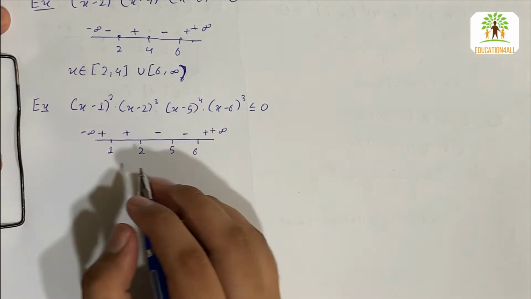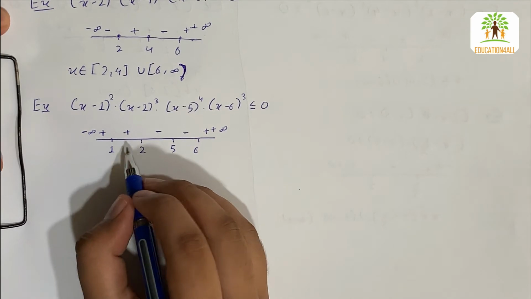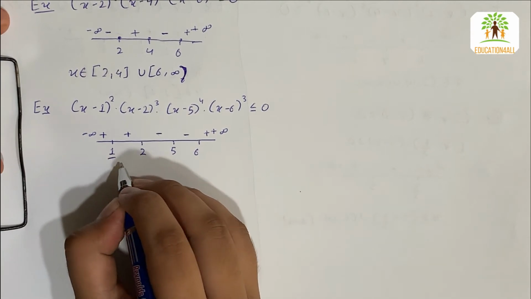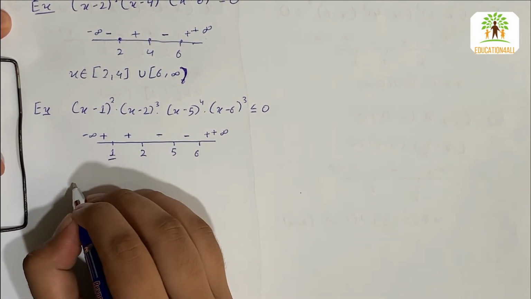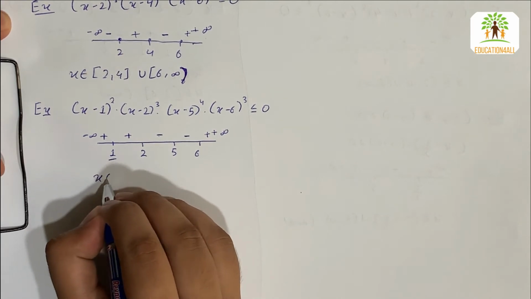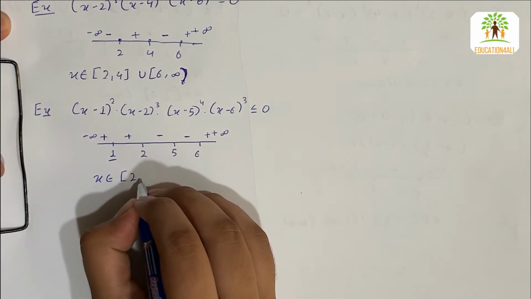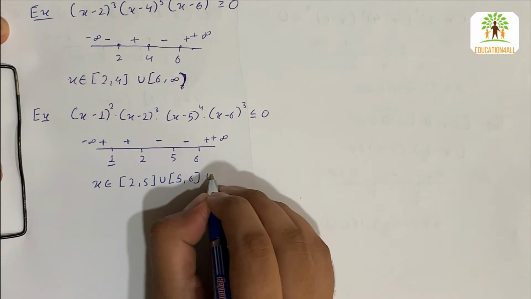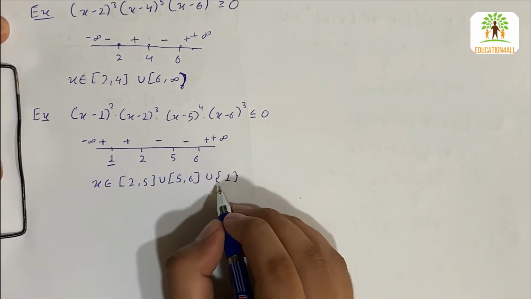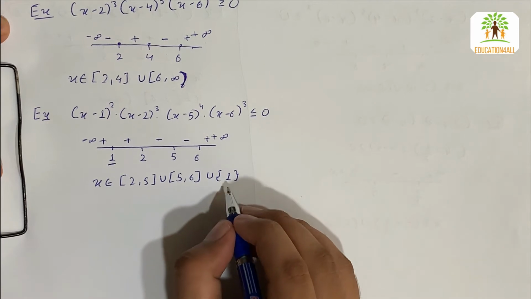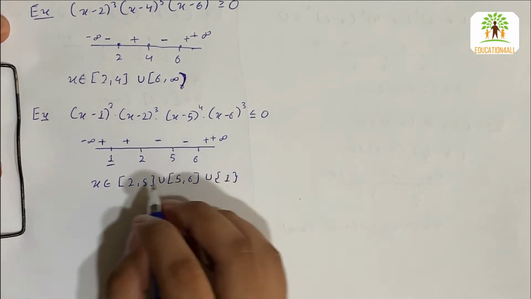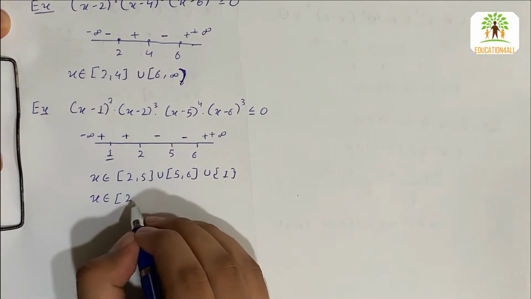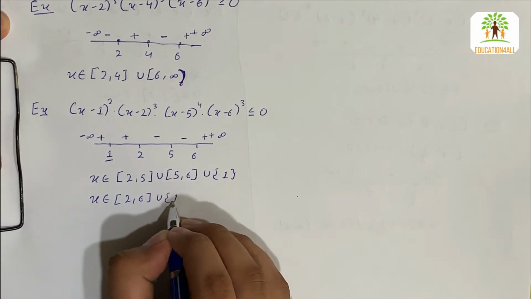Now an important point for all of you: if we have a lesser than or equal to sign in our question, and we are going from one positive to another positive, which means that there is no sign change, we will always take that value of 1 in our answer. Now we will write our answer as x belongs to [2, 5] union [5, 6] union {1}. The curly bracket here means that only the point 1 will be in our answer. We can also write this as x belongs to [2, 6] union {1}.